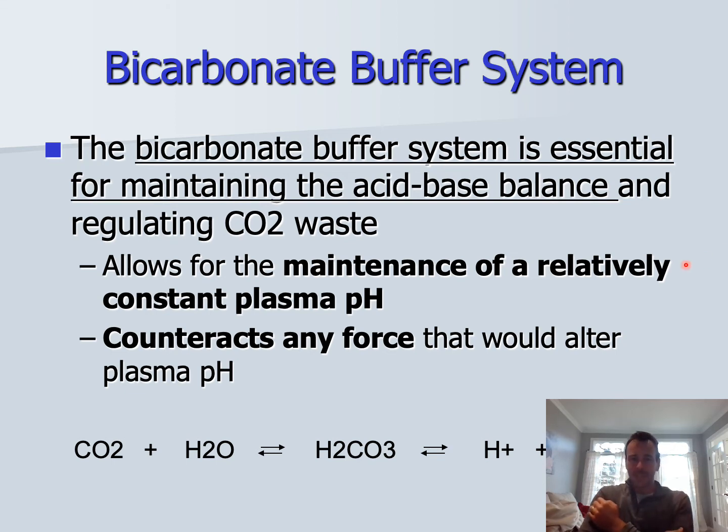As I mentioned a couple times, the bicarbonate buffer system is essential for maintaining the acid-base balance and regulating carbon dioxide waste. This allows for maintenance of relatively constant plasma pH, and it counteracts any force that would alter plasma pH just through this simple buffering system, having carbon dioxide and water make carbonic acid, and then this dissociates into the hydrogen ion and the bicarbonate ion.